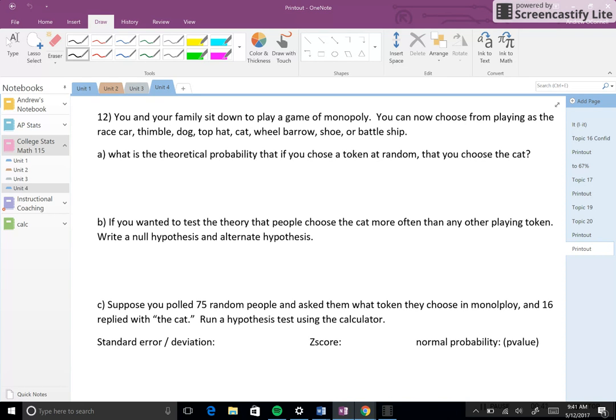So I'm going to start with number 12 and then snake back around. You and your family sit down to play a game of Monopoly. You can choose from playing as the race car, the thimble, the dog, the top hat, the cat, the wheelbarrow, the shoe, or the battleship. A. What is the theoretical probability if you choose a token at random that you choose the cat? So that's about as easy as it gets. That the cat is just one out of 1, 2, 3, 4, 5, 6, 7, 8 options. So theoretically, 1 out of 8.